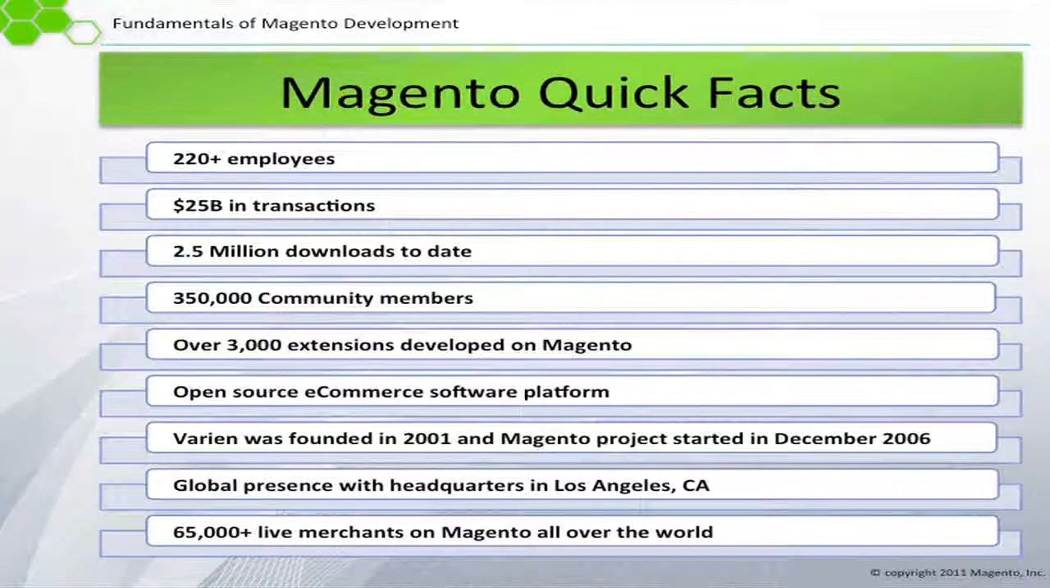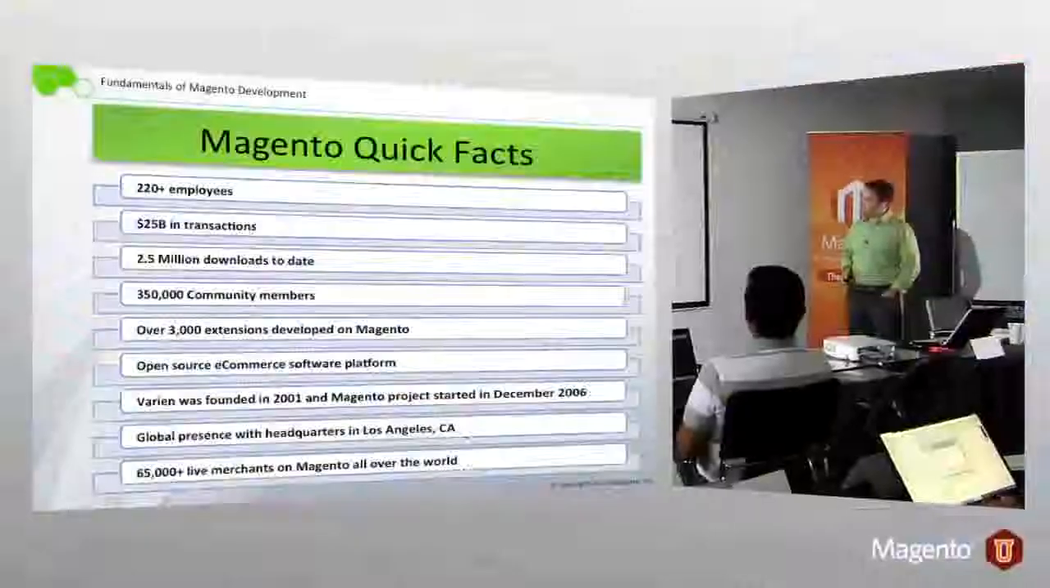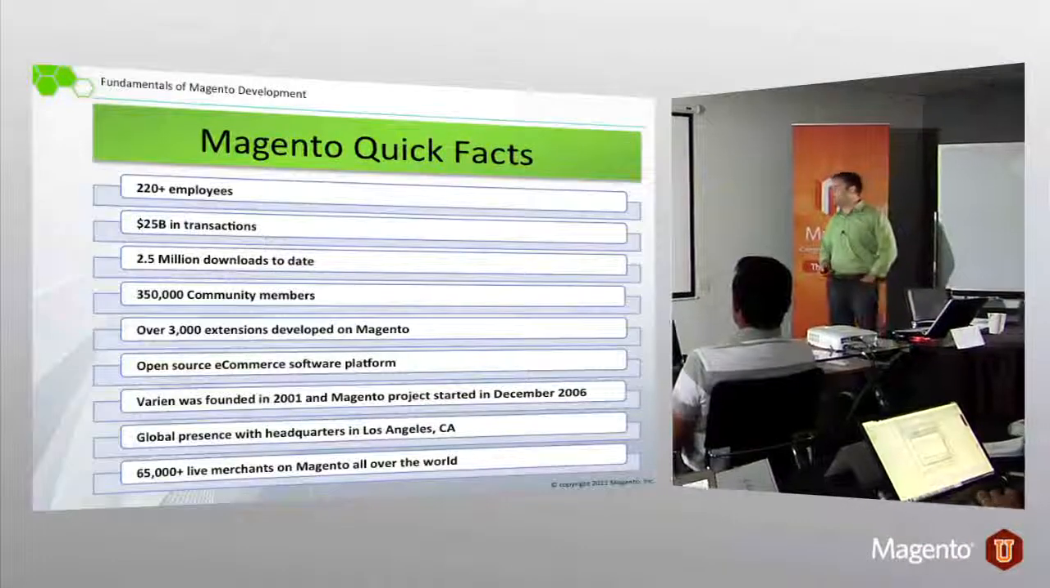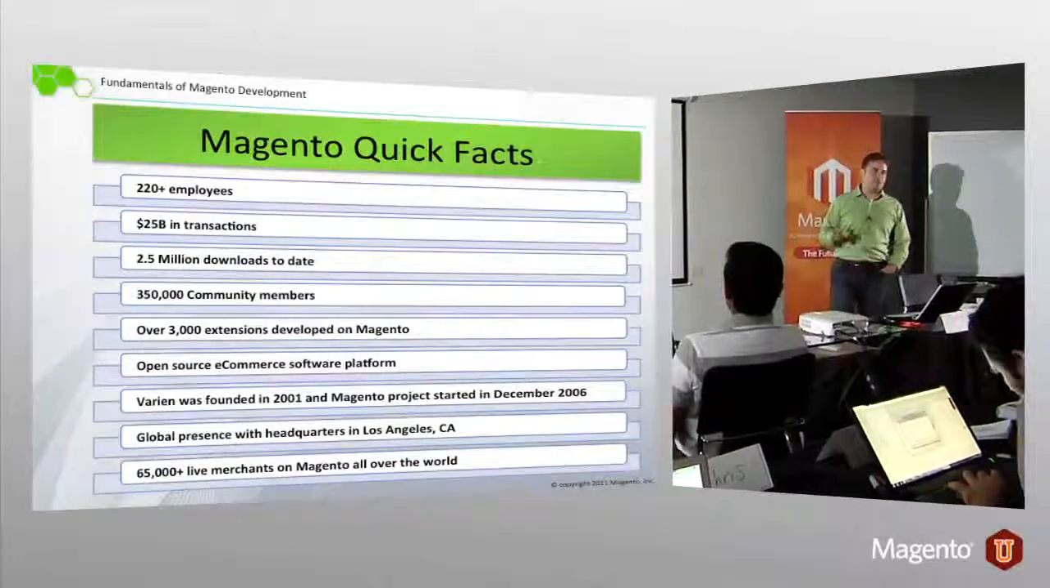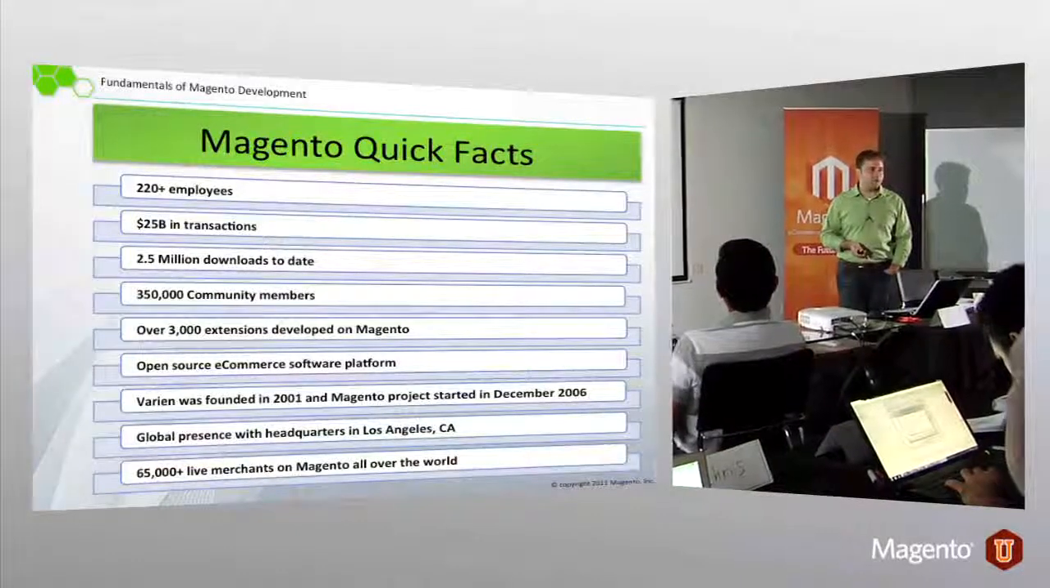Some quick facts about Magento. I can't actually keep the slide updated enough. Magento is growing and growing and growing. Over 200 employees. I'm pretty sure well over 25 billion in transactions. Millions and millions of downloads. The community, I'm sure you know, is large and vocal.